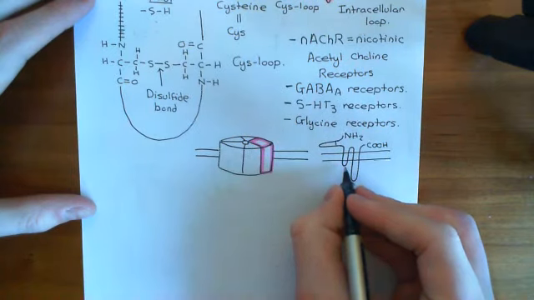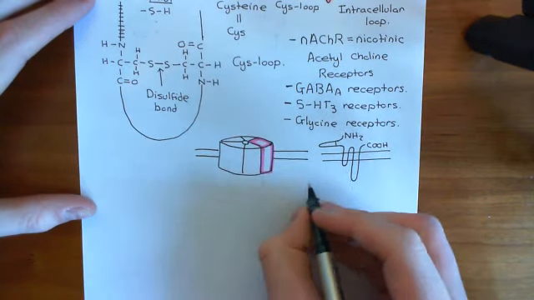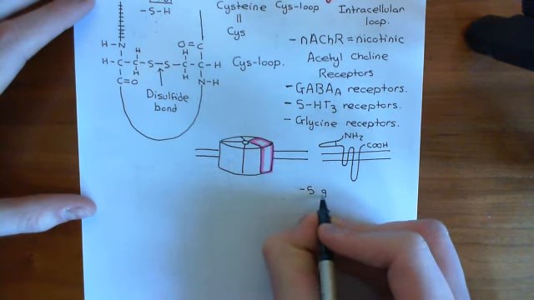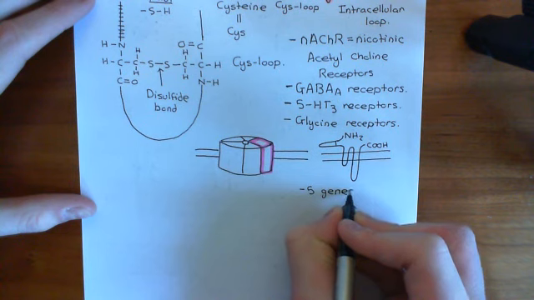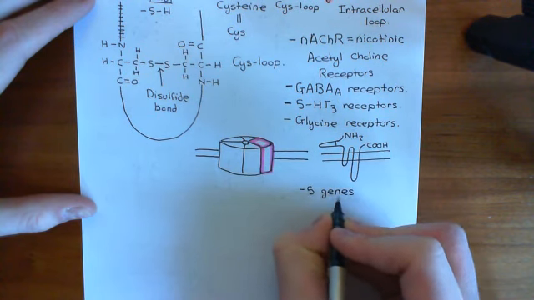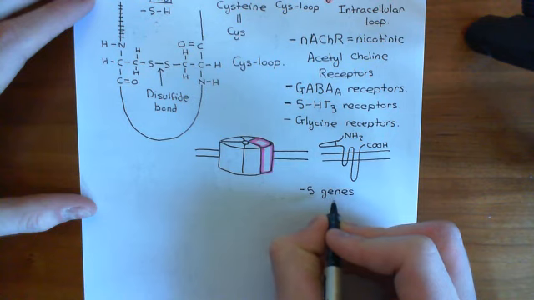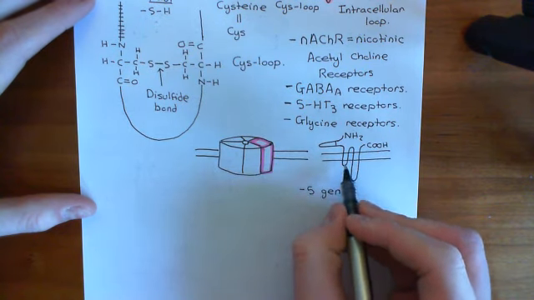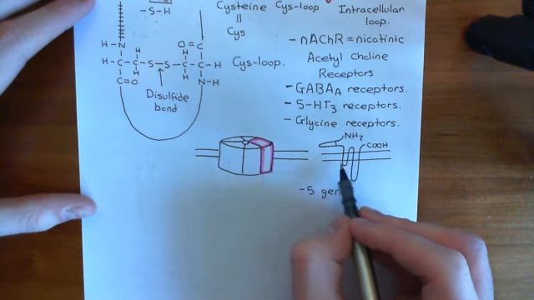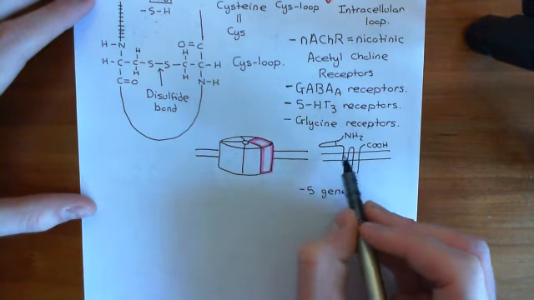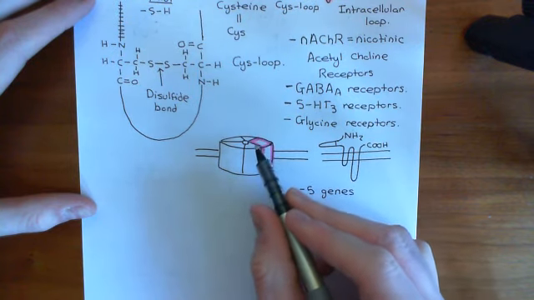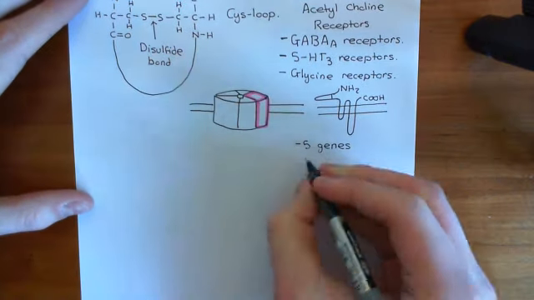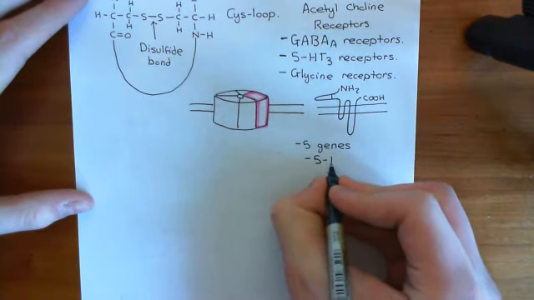Instead, you have multiple 5-HT3 receptor subunits, and 5 5-HT3 receptor subunits are known. So we have 5 genes which all have slightly different sequences of organic bases, which therefore produce proteins which have slightly different sequences of amino acids. However, they all fold into the same sort of membrane-spanning topology, and they can all pentamerize together to make a 5-HT3 receptor. These 5 genes are called 5-HT3A.